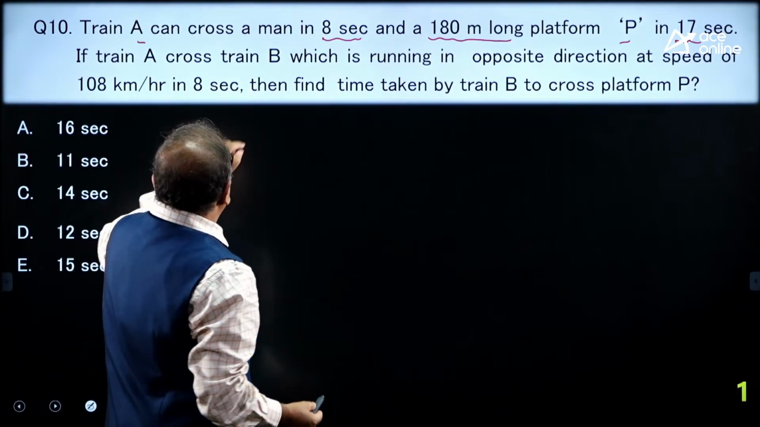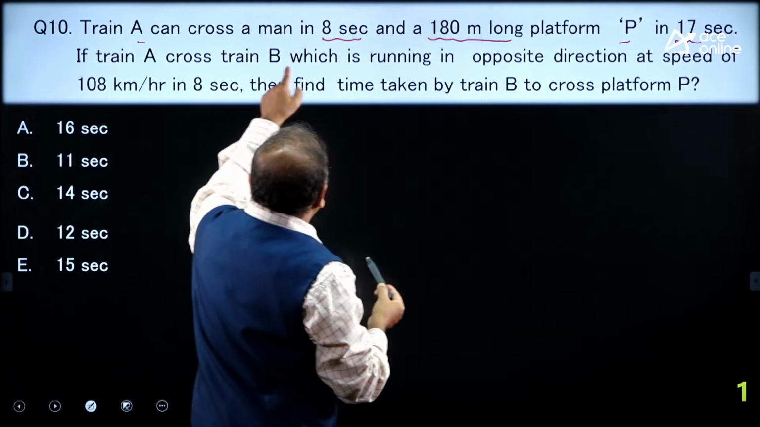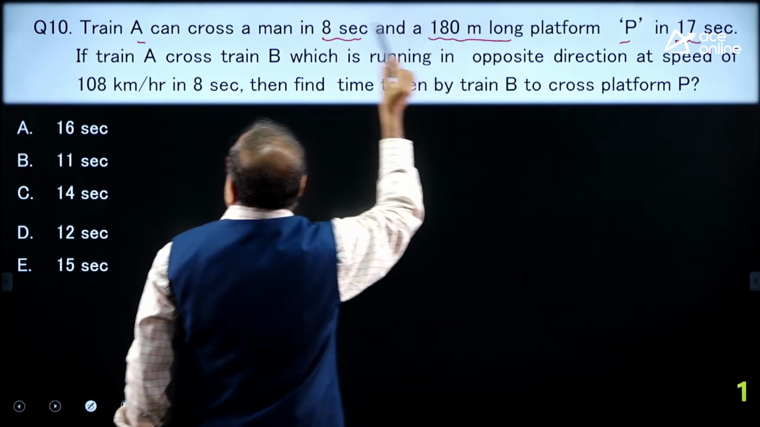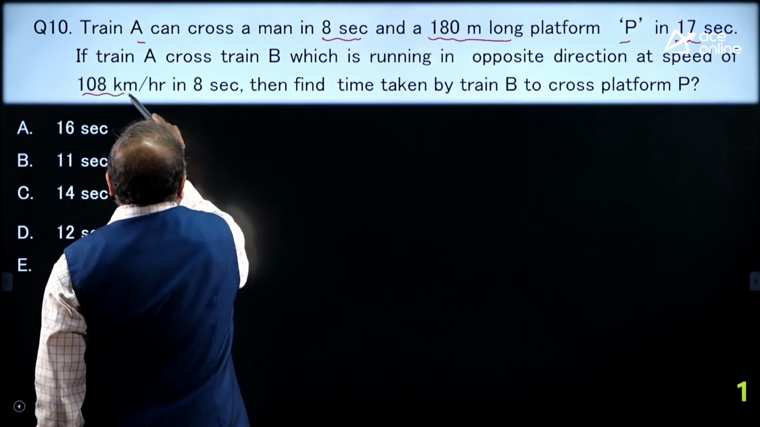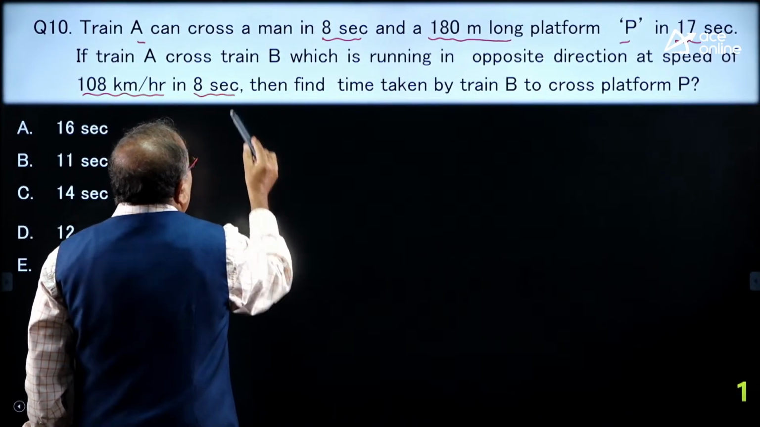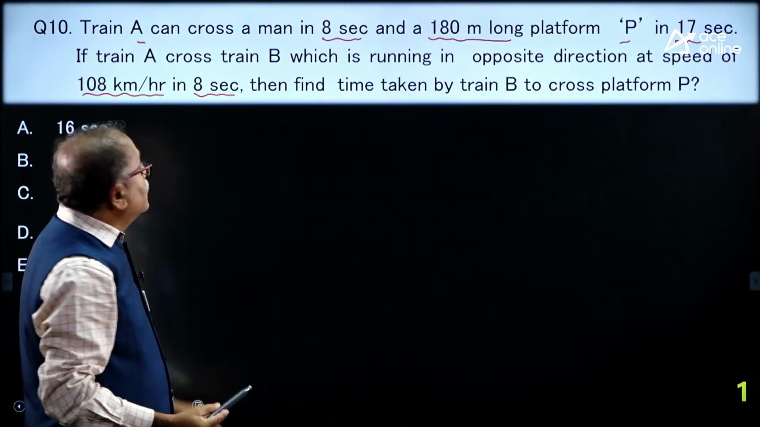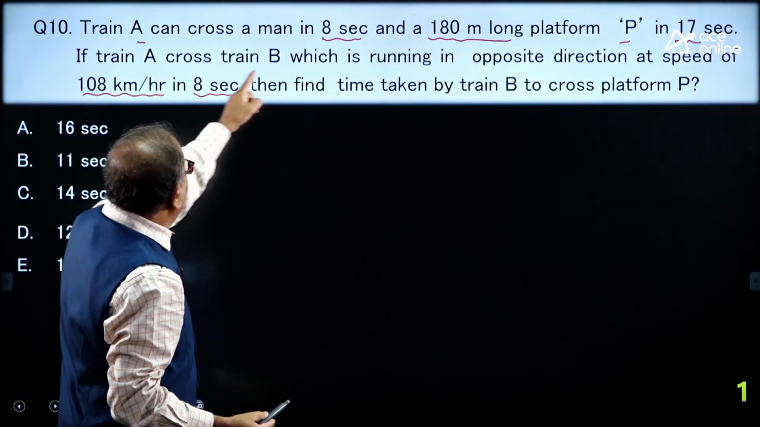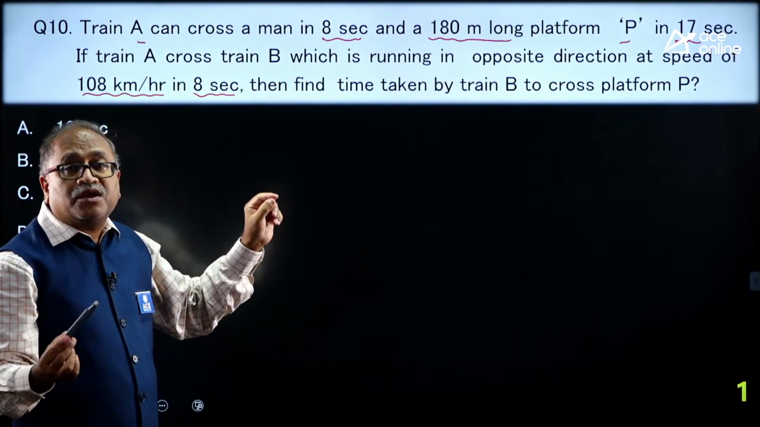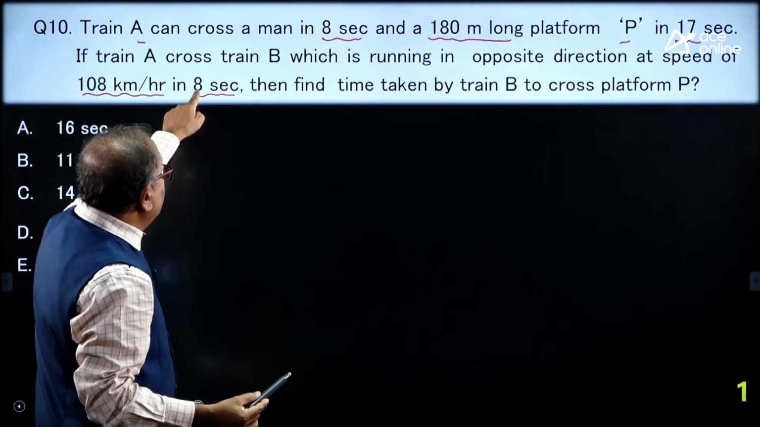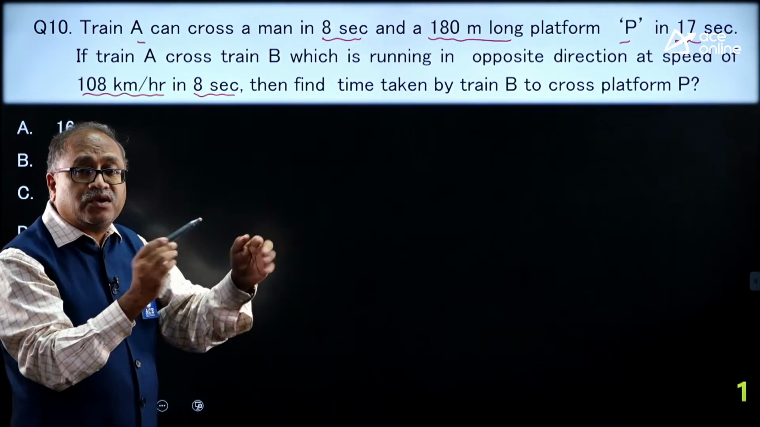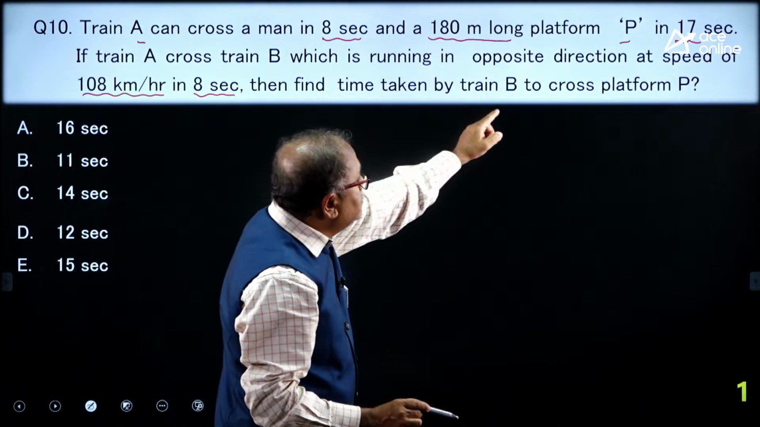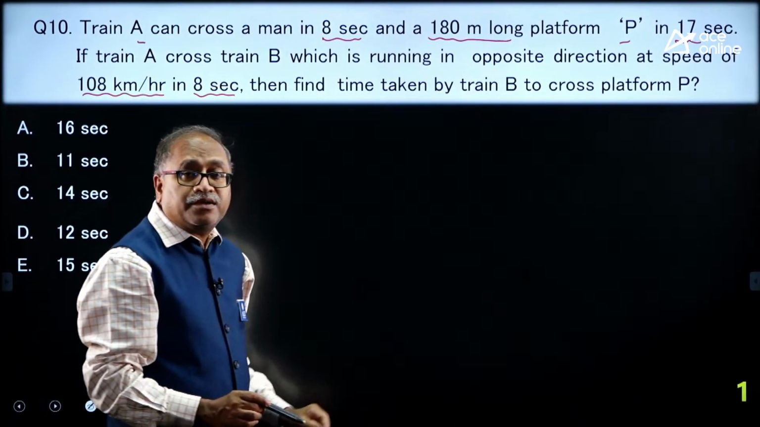So, it is done over here. If the train A crosses train B, which is running in opposite direction at a speed of 108 kilometer per hour, in 8 seconds, A crosses B. The B is running with a speed of 108 kilometer per hour, and both the trains cross each other in 8 seconds. Then find the time taken by train B to cross the platform P.